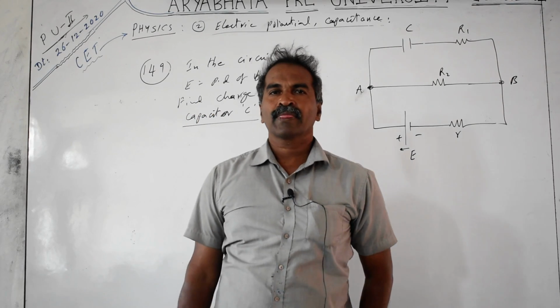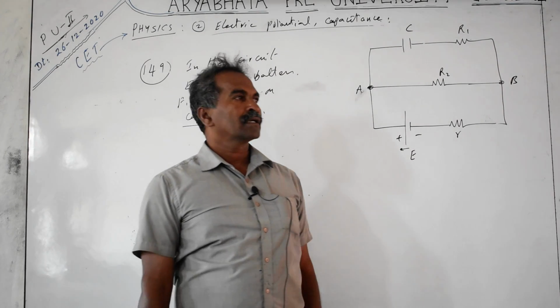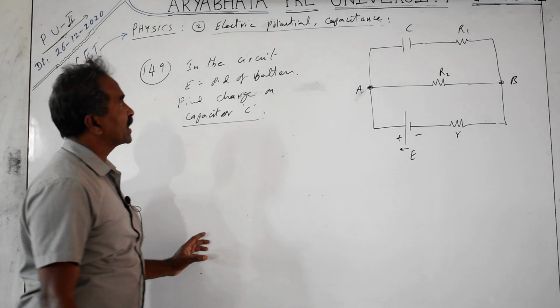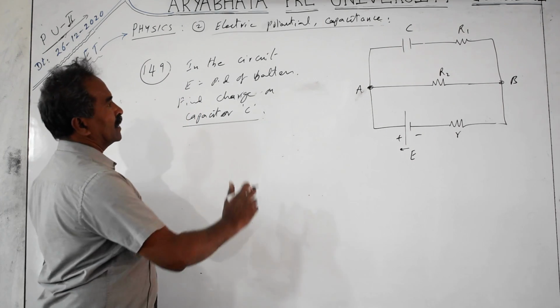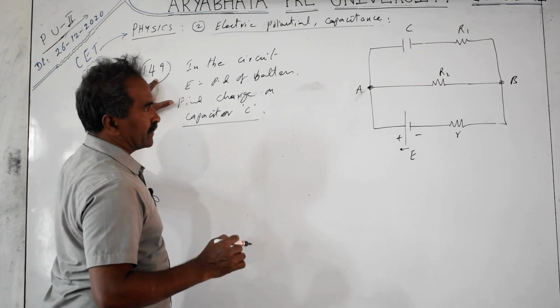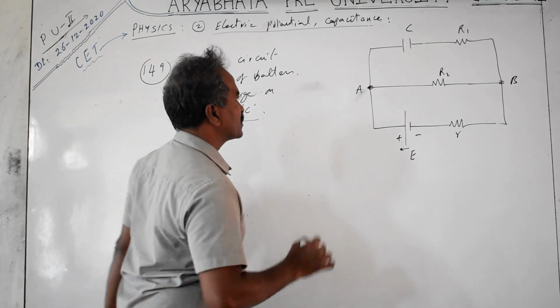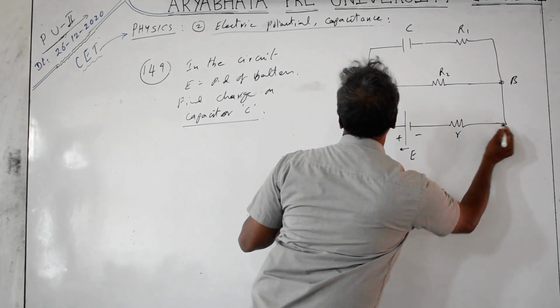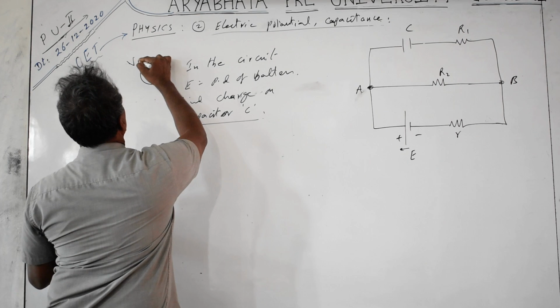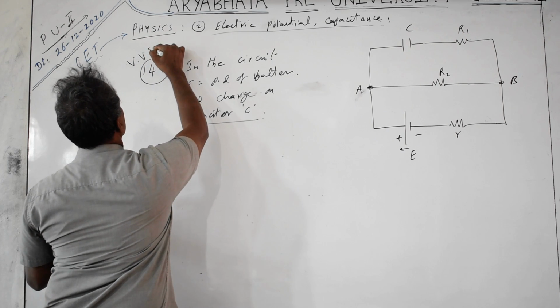Good morning, students. In the CET class, the next problem in electric potential and capacitance. Question number 149. You are given this circuit diagram, and this problem is very important. Very important.